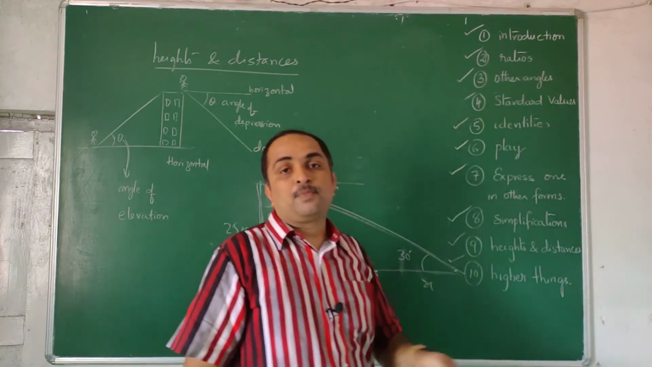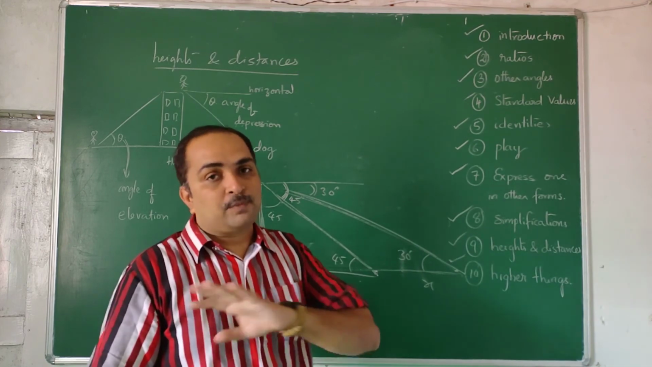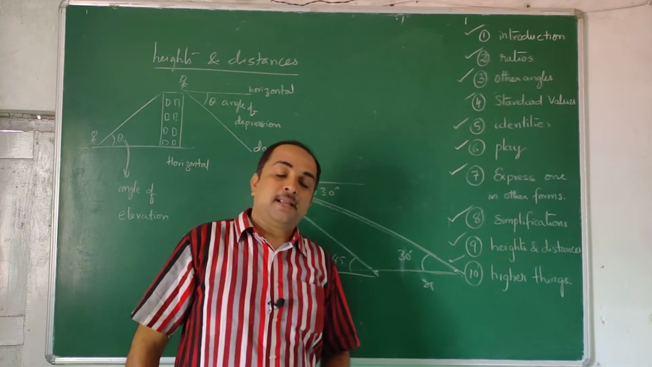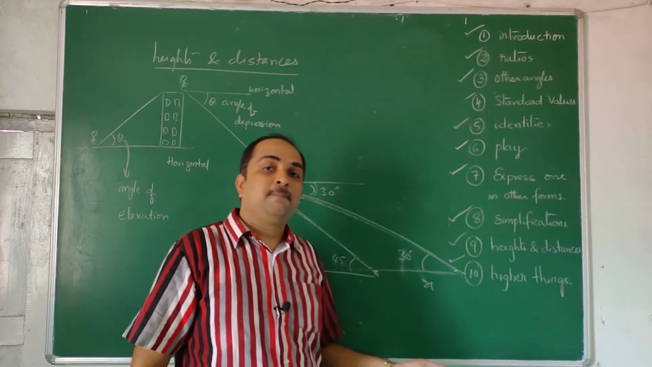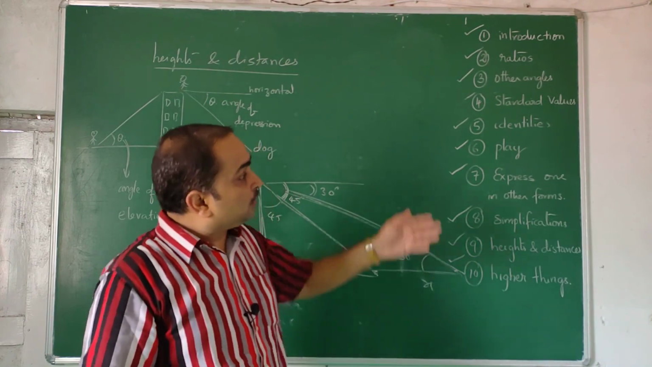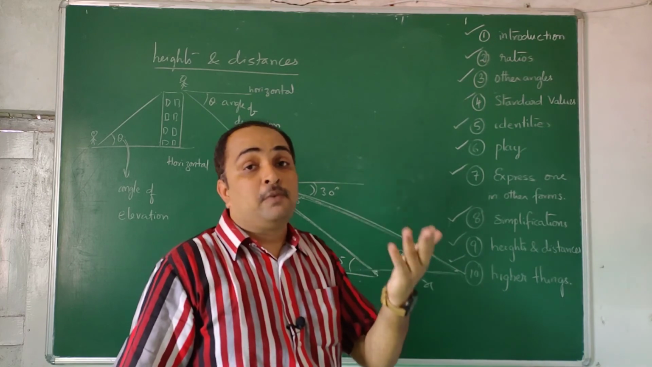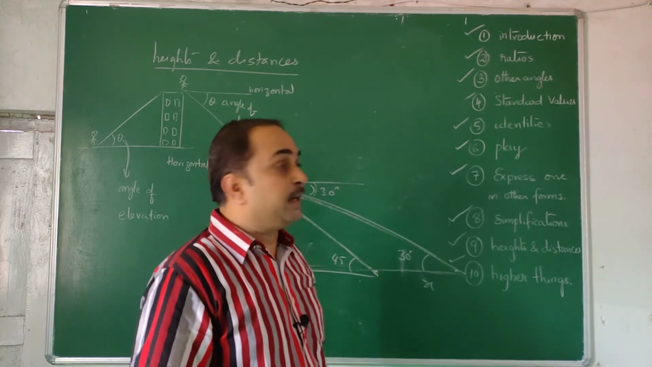Standard values: write 0, 1, 2, 3, 4, take root, divide by 4, take root. So sine 0 is 0, sine 30 is 1 by 2, sine 45 is 1 by root 2, sine 60 is root 3 by 2, sine 90 is 1. So that you can use it, that table you have to learn by heart. The other 2 angles I told you will be helpful for our physics: sine 37 degrees and 53 degrees.